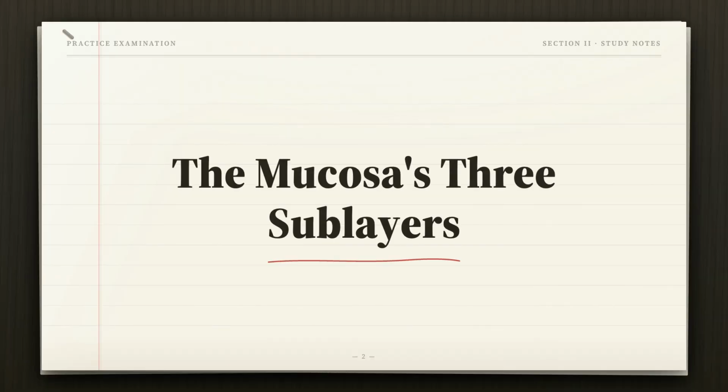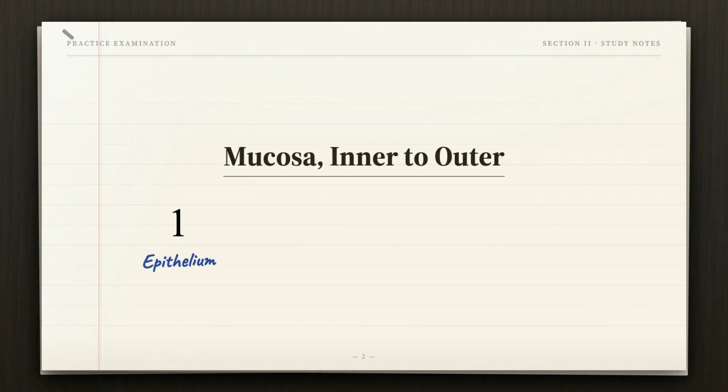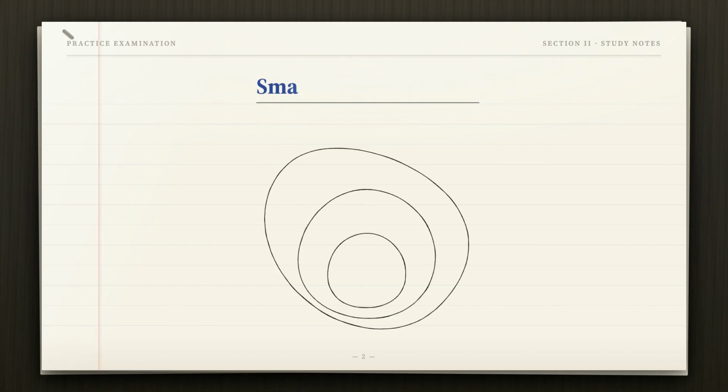The mucosa isn't one tissue. It's a layered system of its own, with 3 distinct sublayers arranged from the lumen outward. First, the epithelium, a single layer of simple columnar cells, since every absorbed molecule must cross it. Second, the lamina propria, loose connective tissue holding capillaries, lacteals, and lymphoid tissue. Third, the muscularis mucosae, a thin muscle sheet that ripples the lining to keep fresh fluid against the absorptive cells.